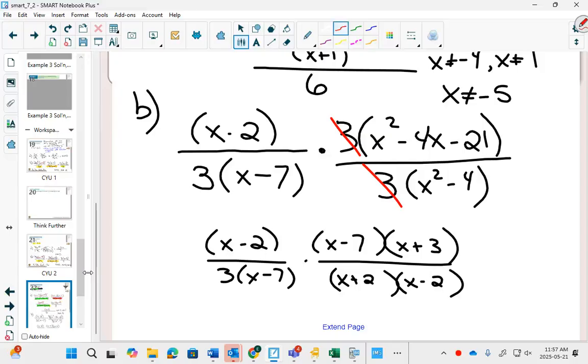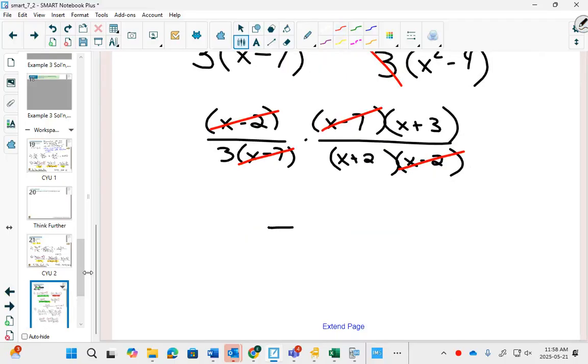But now, is anything identical? Yes. You can cancel those out. And you can cancel those out. Look for numbers, look for anything else. Doesn't look like it, so let's write what we have left. On the top, what do I have left? I have left an x plus 3. On the bottom, what do I have left? I'm left a 3 and an x plus 2. Okay.